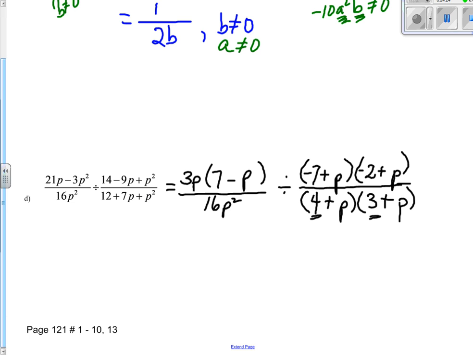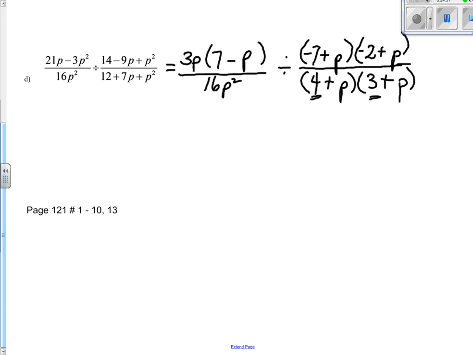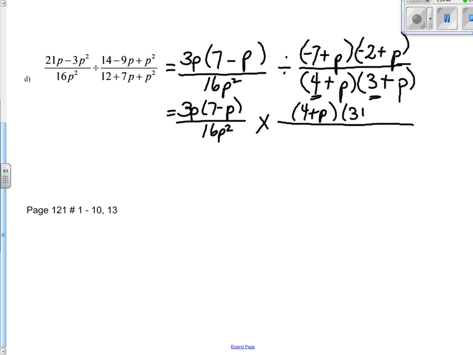It doesn't matter. Next line would be to remember that with rational variable expressions or any fractions, we would invert and multiply. So the first one stays the same. And the second fraction is inverted, and I do multiplication instead of division. I need to remember for my restrictions that I'm going to look here, and then once I've flipped it, there as well.